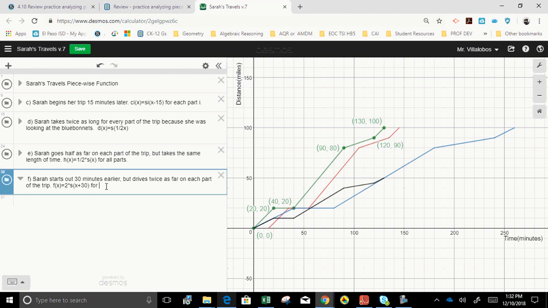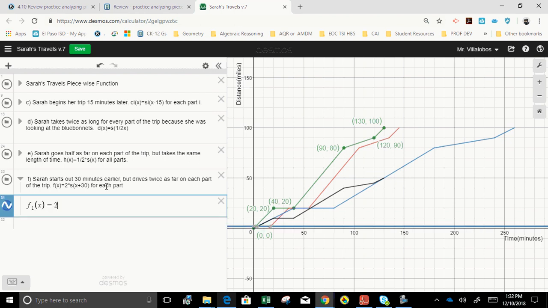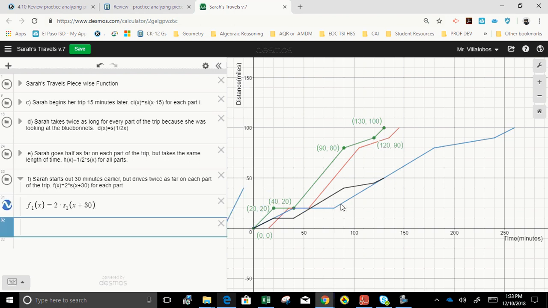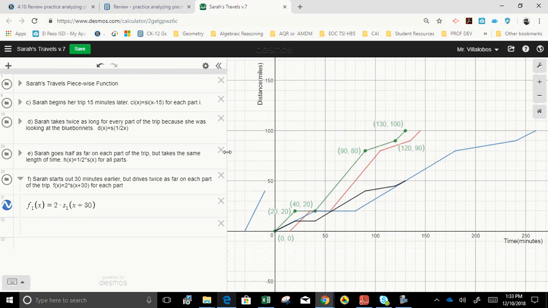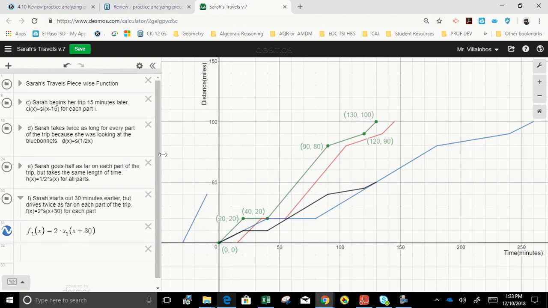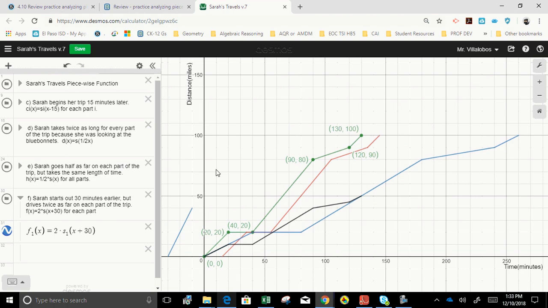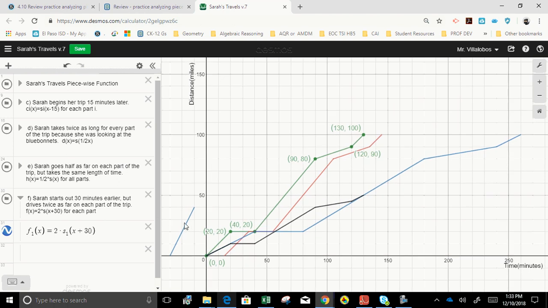And how long do we go to? 6, right? Like S6? No, 5 parts. So F1 of X is equal to twice S1 of X plus 30. And you'll see that now if I move this over a little bit, you can see that this segment, the first part of the trip, she's 10 minutes ahead of herself there.